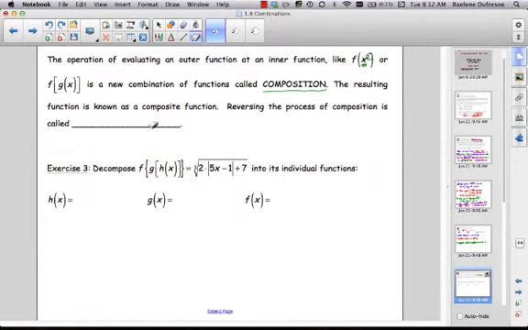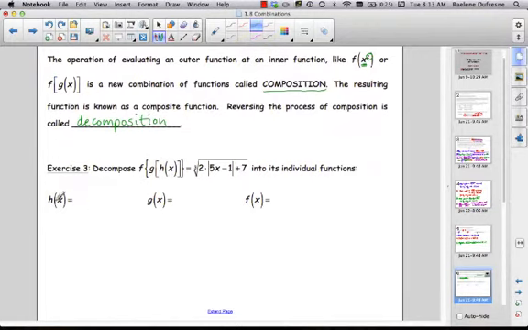Okay, the resulting function is known as a composite function. If we reverse the process of composition, we decompose. So it's the process called decomposition, breaking apart into the inner and outer functions. So in exercise 3, we actually have 3 functions being composed. We have an innermost function h, a middle function g, and an outermost function f.